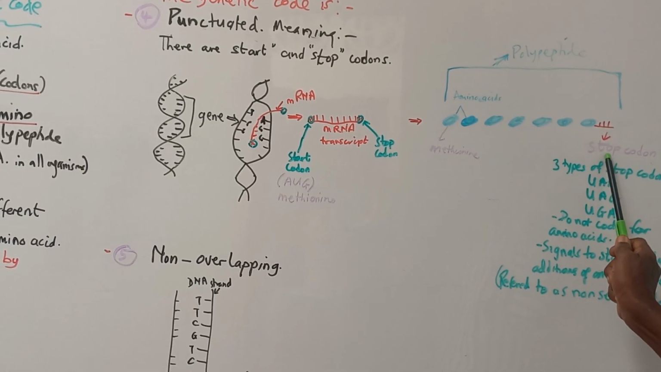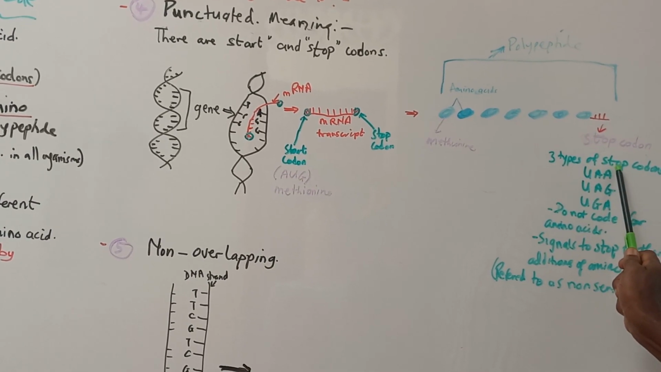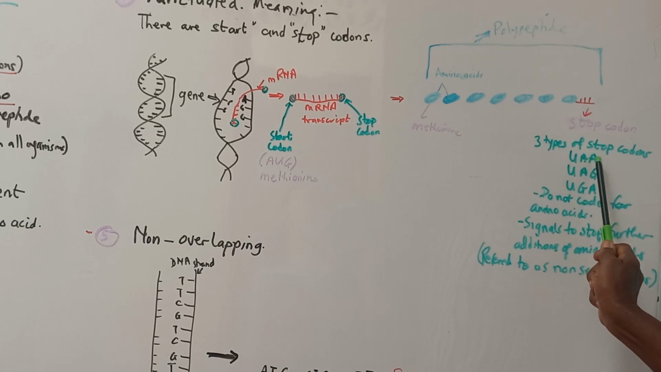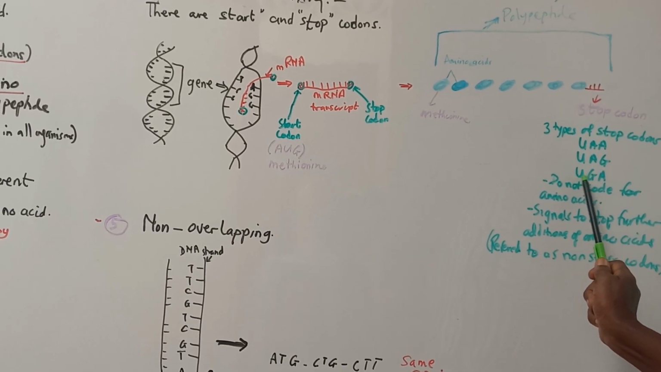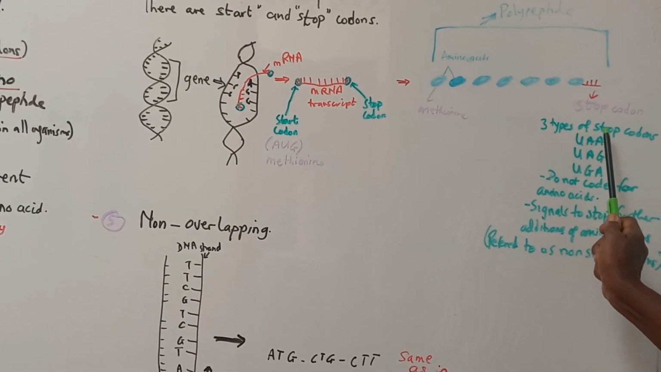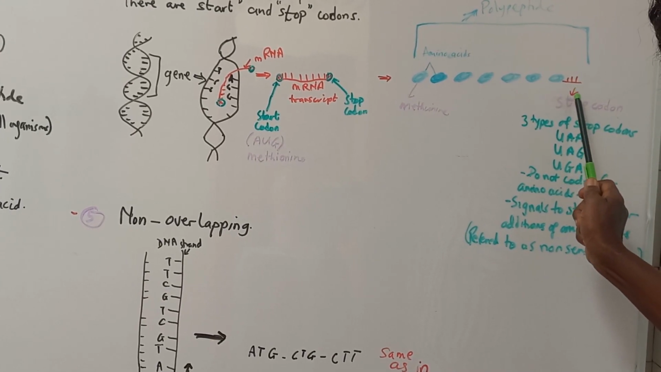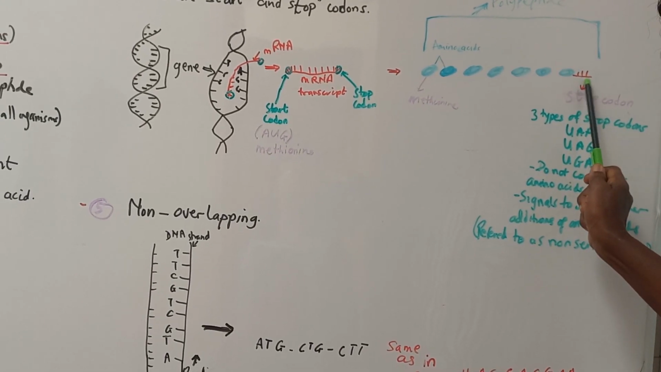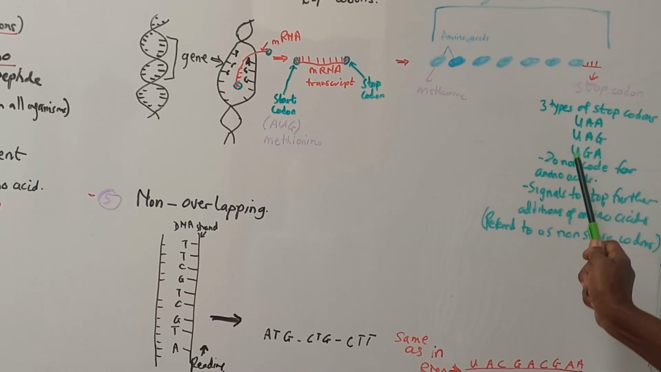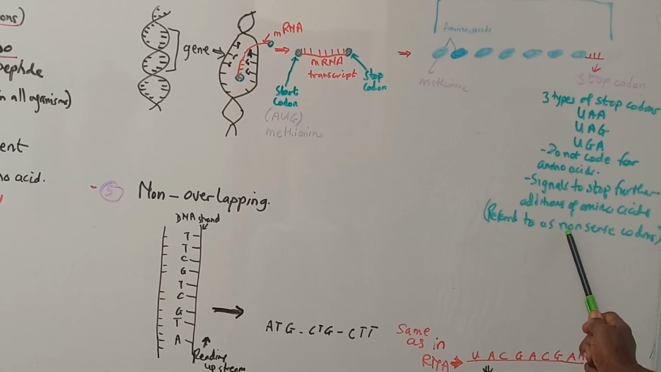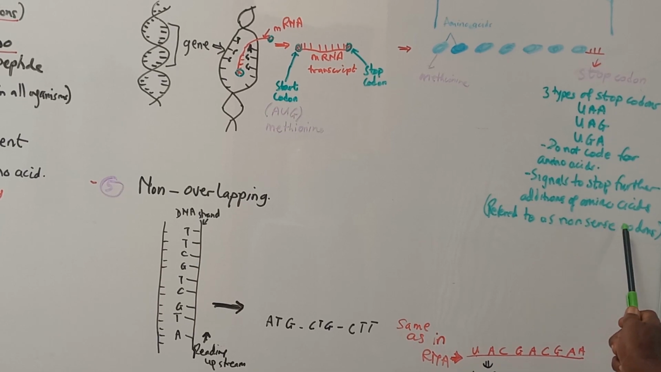And the stop codons, there are three types of stop codons: UAA, UAG, UGA. They are codons that do not code for amino acids. They only signal to stop adding amino acids, and they are referred to sometimes as nonsense codons.